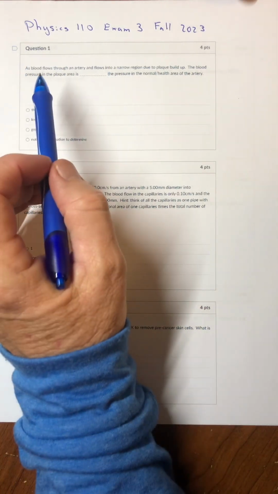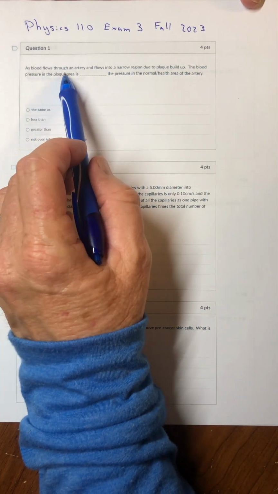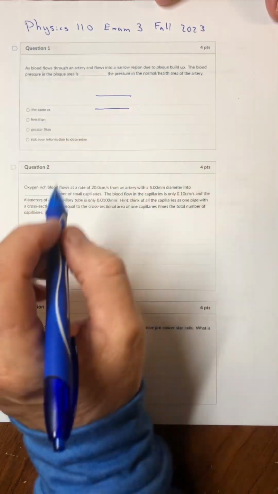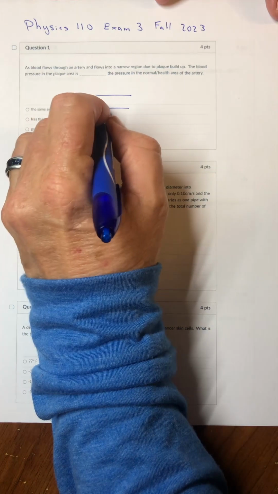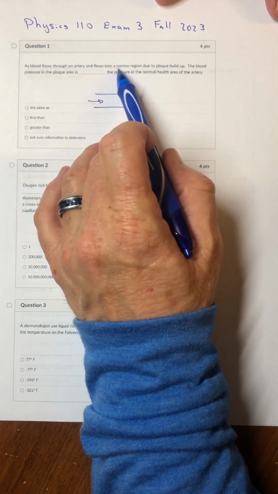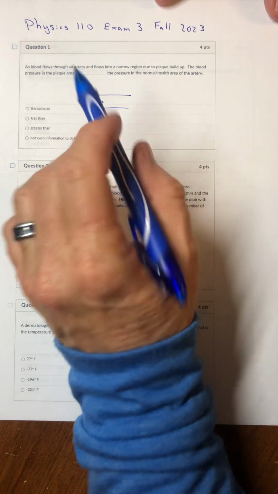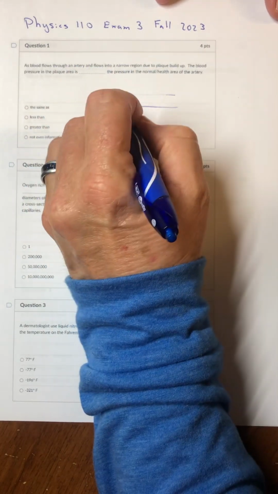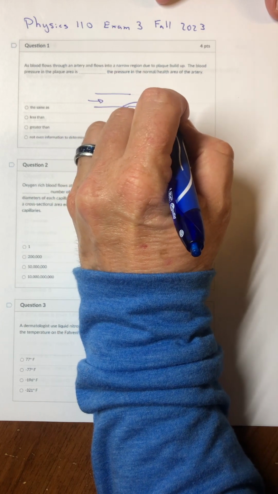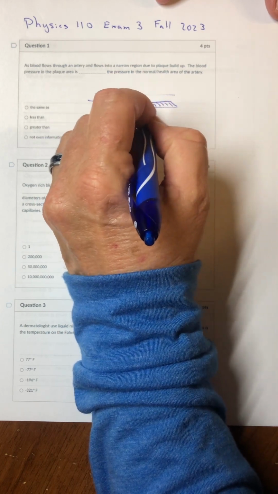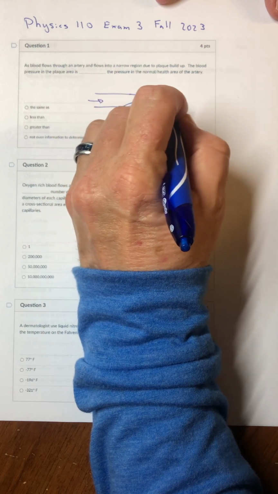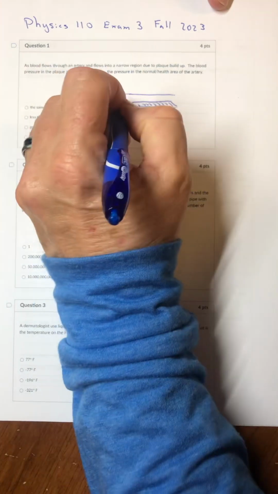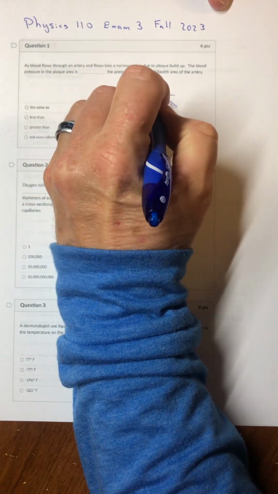That being said, let me jump into the multiple choice questions. There's 10 of them. Let me start with this first one. It says, as blood flows through the artery, and so I'll draw kind of a pipe here with an artery into a narrow region due to plaque buildup. And so maybe the artery looks like this, but then there's been some plaque that has built up on one side or maybe both sides around it. And so there's a narrowing of the pipe.